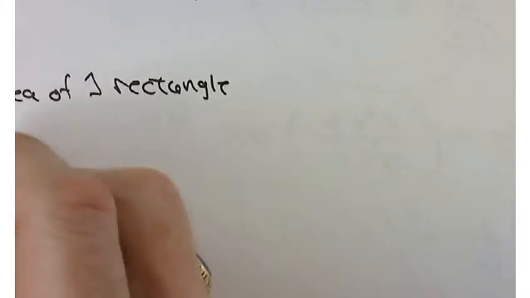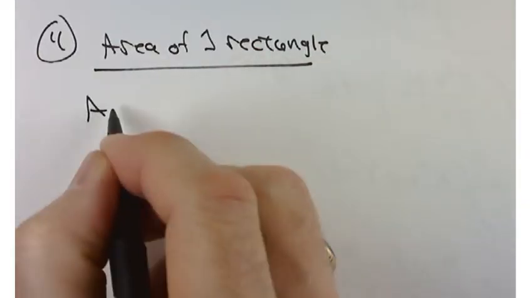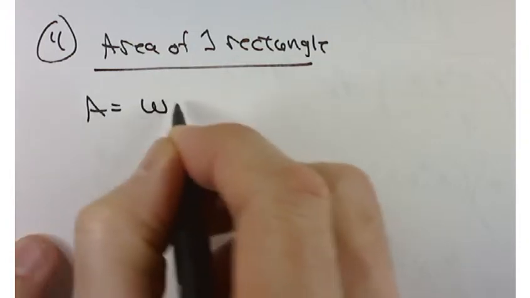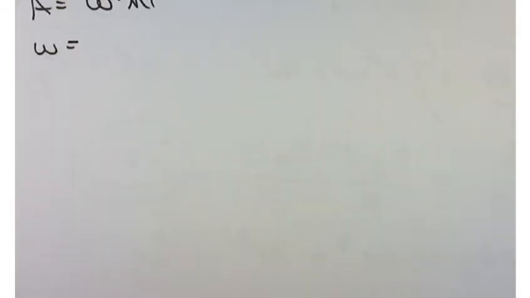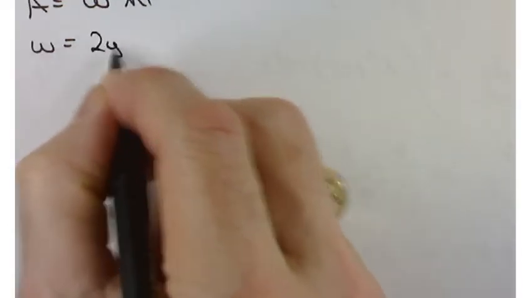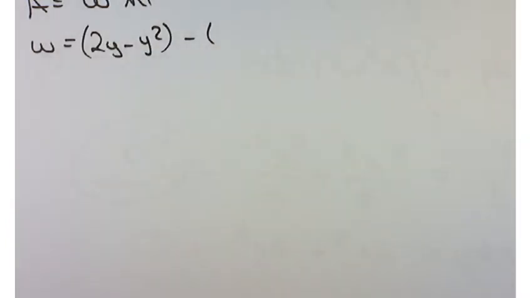So let's see if we can't figure out the area of this one rectangle. This is problem number 4. Area of one rectangle. Well, we're going to have to go back and take a look at the limits. You're right. So area equals the width times the height. So the width is going to be 2y minus y squared minus y squared minus 4y.